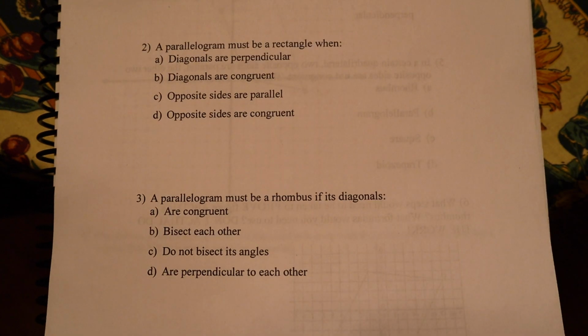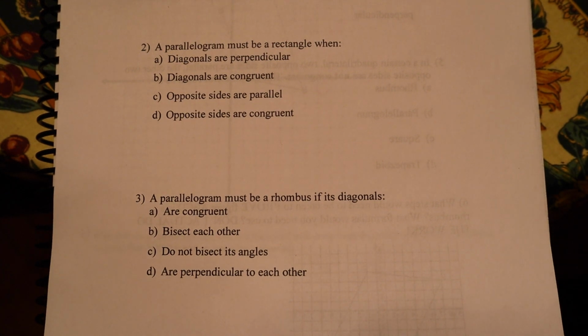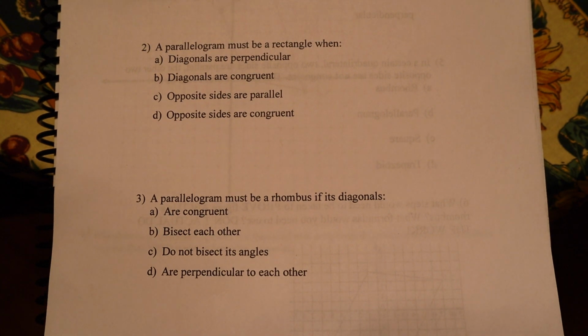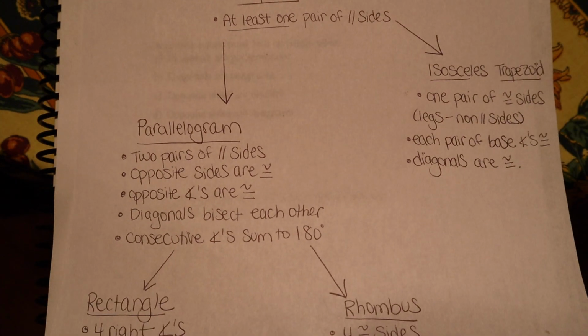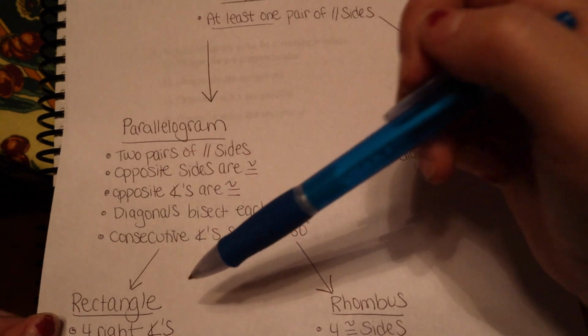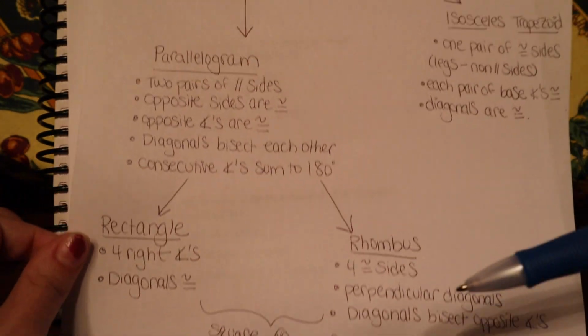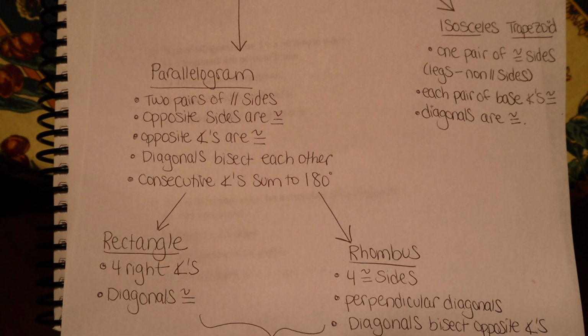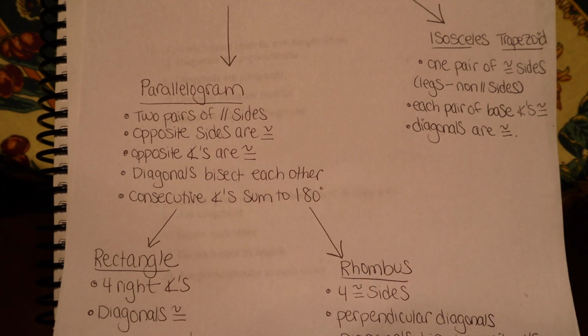A parallelogram must be a rectangle when diagonals are perpendicular, diagonals are congruent, opposite sides are parallel, opposite sides are congruent. So let's look at our family tree to try to help us out with these answer choices. We want to know when a parallelogram has to be a rectangle. So a parallelogram could be a rectangle, it could be a rhombus, it could be a square. But which properties make it have to be a rectangle?